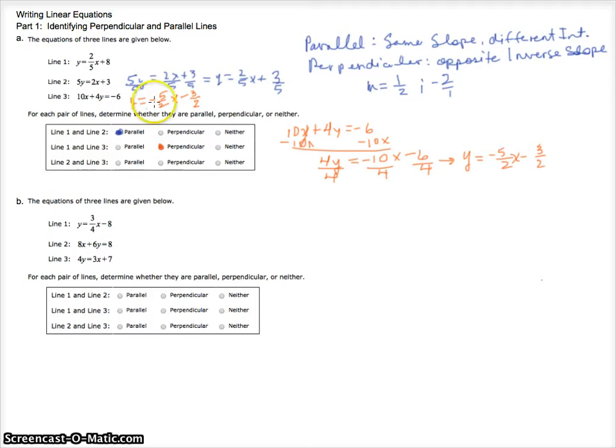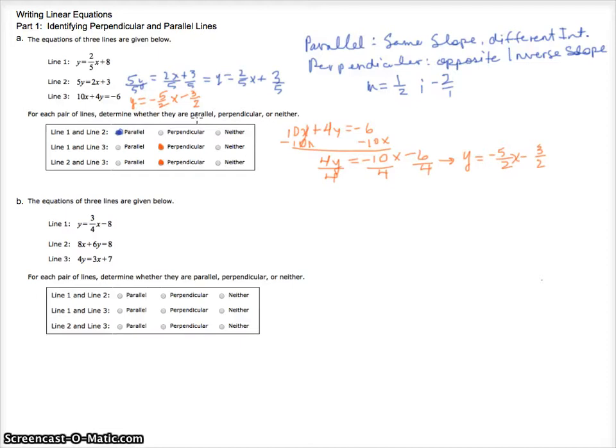And for lines 2 and 3, my slope is 2/5 here and negative 5/2 here, which means that these lines are also perpendicular. Now you can have neither, just in this scenario we don't. Let's look at the next example.